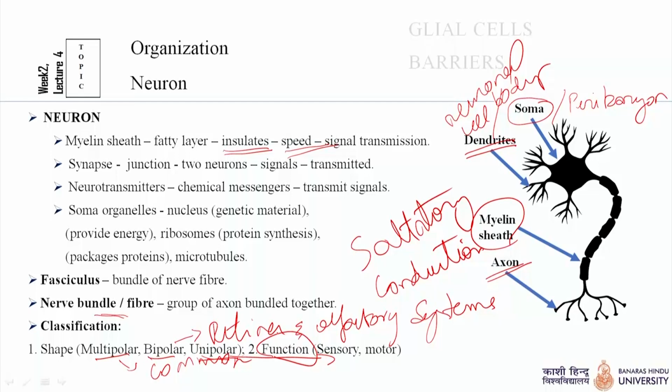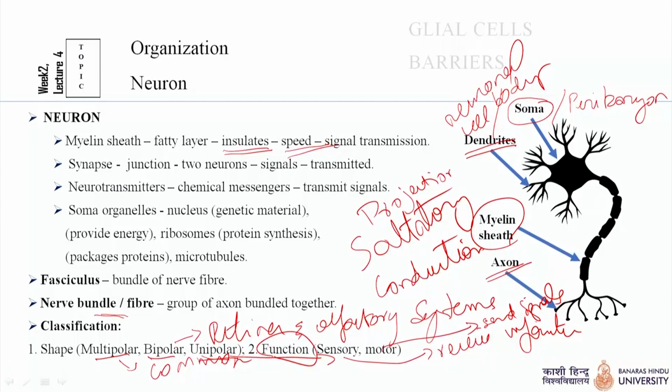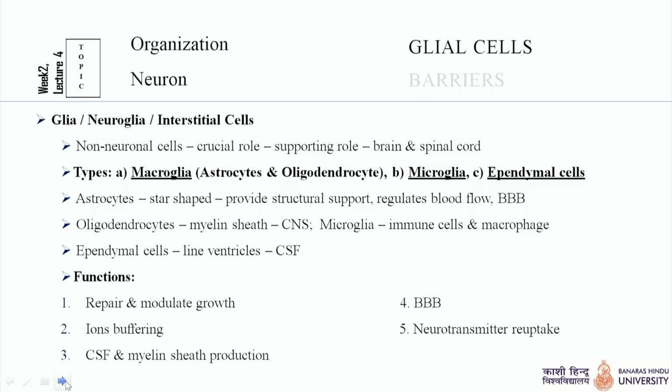Now based on the functions, the neurons are classified into sensory neurons, that means those which receive or sense the information. Then motor neurons, that means those which send the signals from the brain. Apart from that, there are some other types of neurons also present, called projection neurons, and then interneurons, that means those present between two neurons. So this is about the neurons.